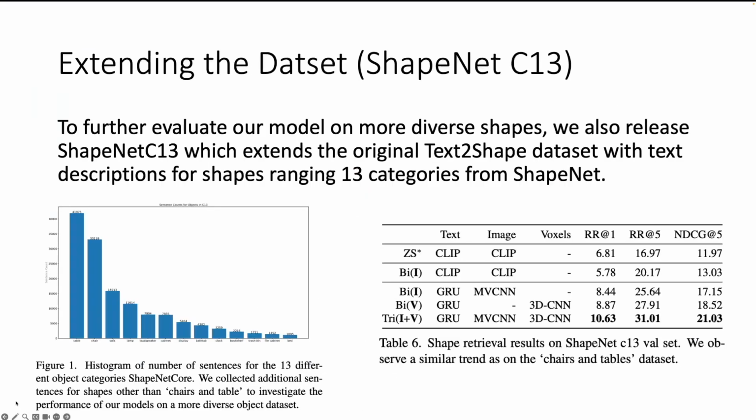We further evaluate our model on a more diverse set of shapes by introducing an extension of the original Text2Shape dataset with text descriptions for shapes ranging from 13 categories of ShapeNet. The number of sentences for each category are shown in the histogram. We see that our model also performs well on a dataset with more diverse shapes.